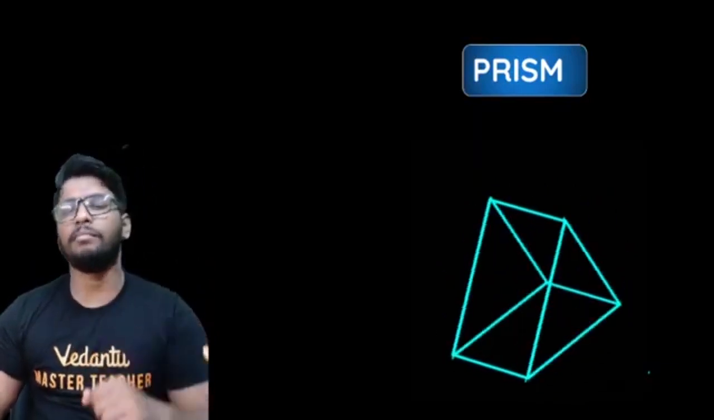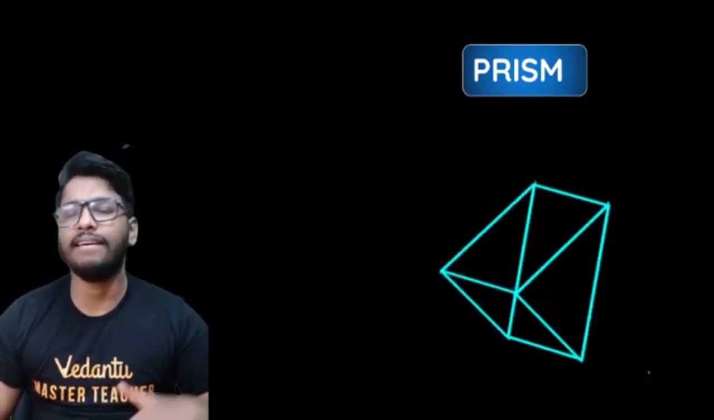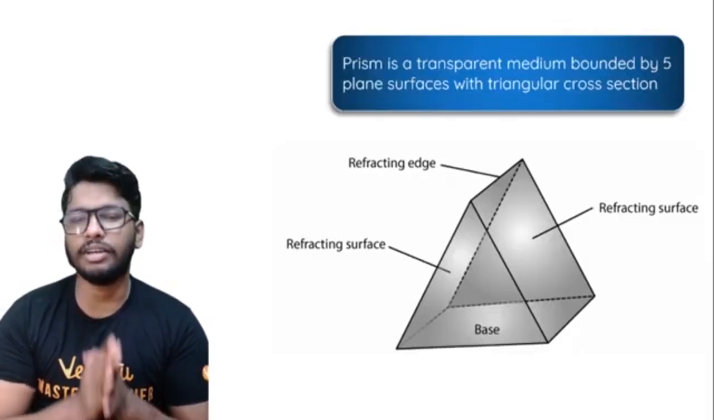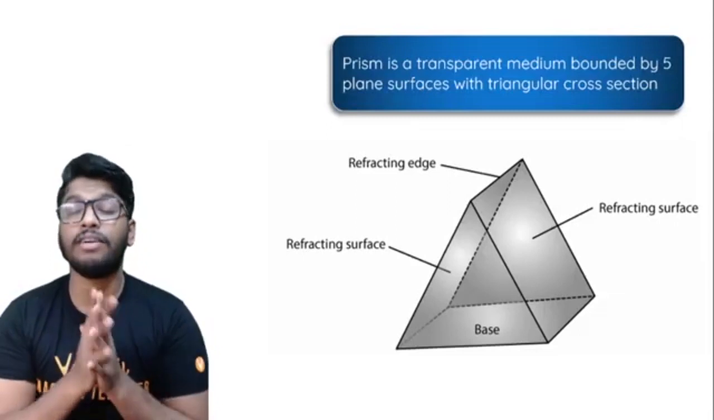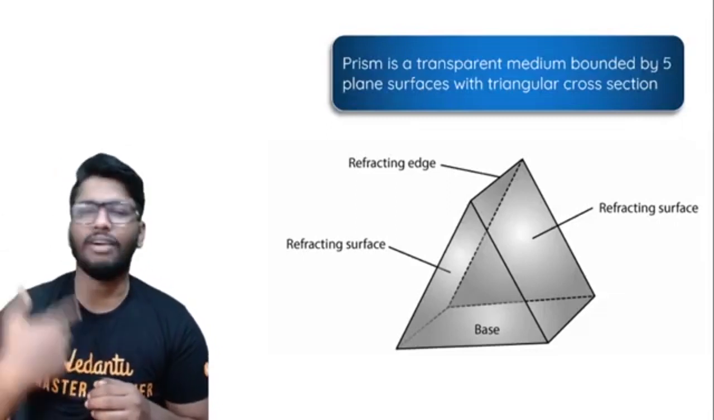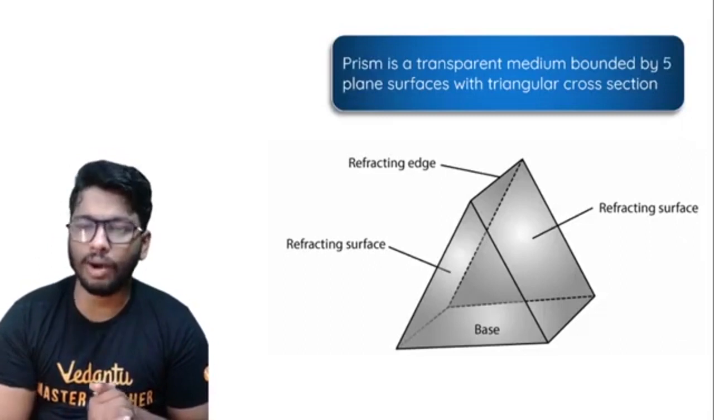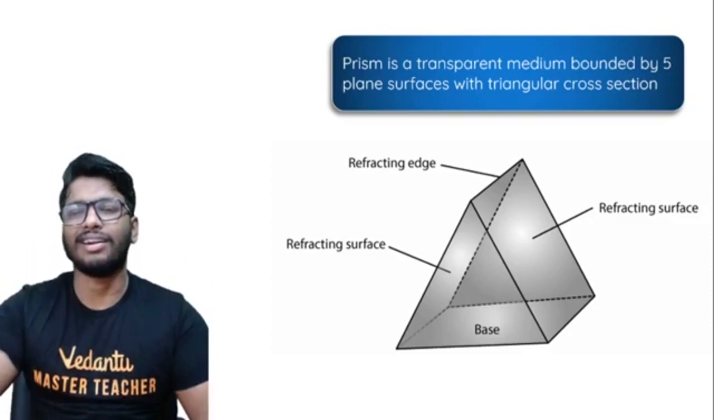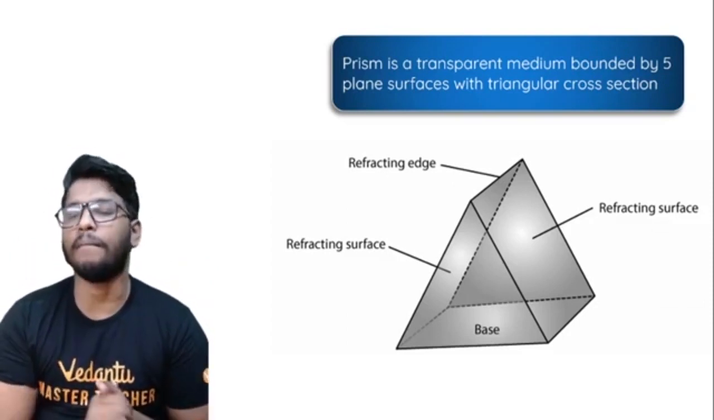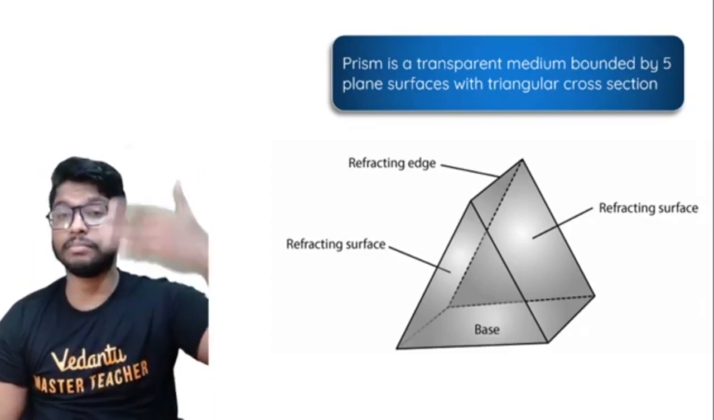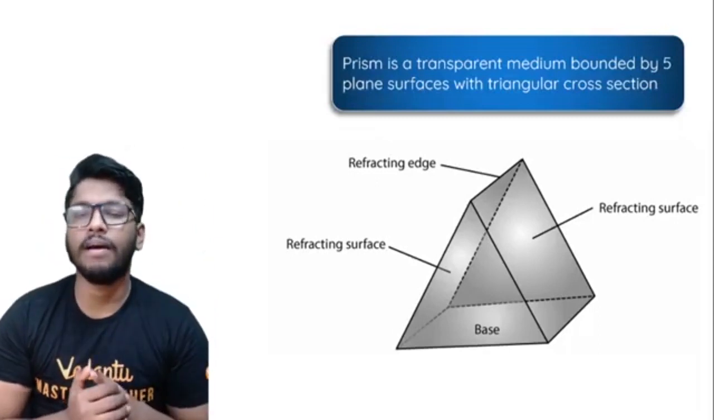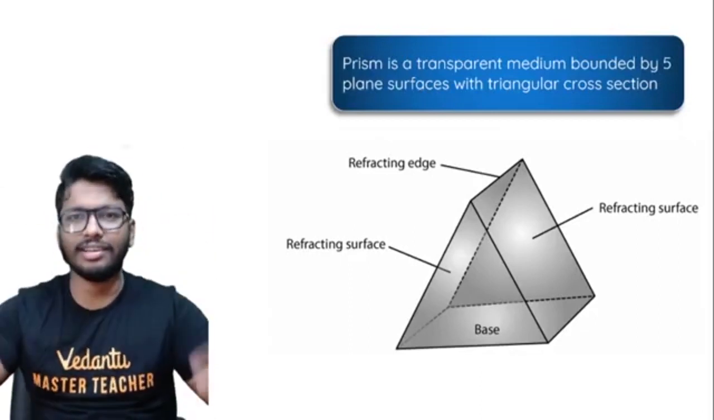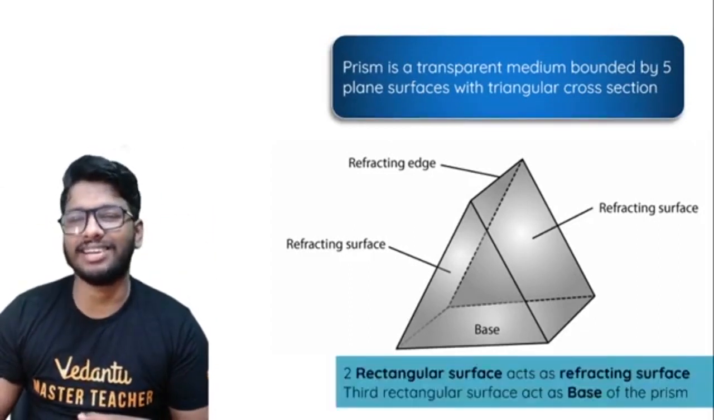Now, to tell you a little bit about a prism, it's a transparent medium. Obviously, light can pass through it, and it has 5 different plane surfaces. You have 5 plane surfaces, one on each side, front and back, and then the base as well. So you have the refracting surfaces, which look like 2 rectangles, and then you also have a base. Now if you were to cut a prism in half, the cross section would look like a triangle. So it's a triangular cross section because it looks more or less like a 3-dimensional triangle itself.